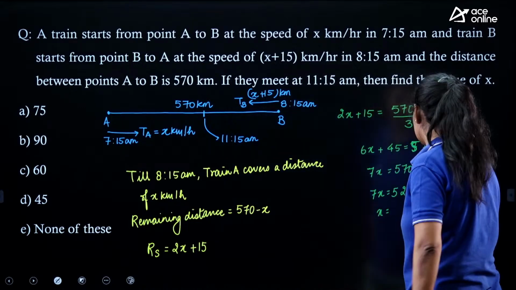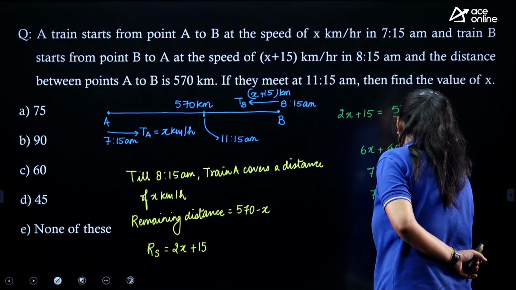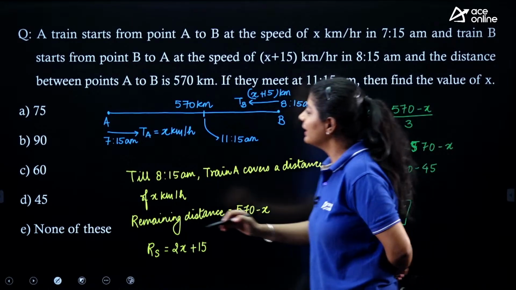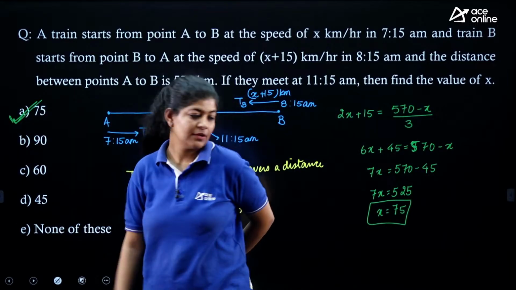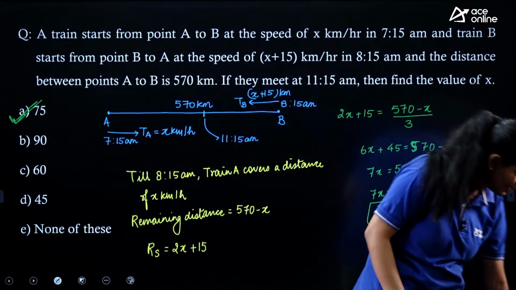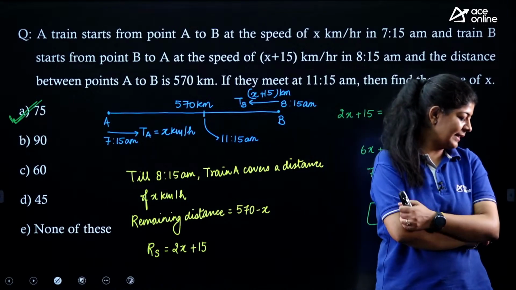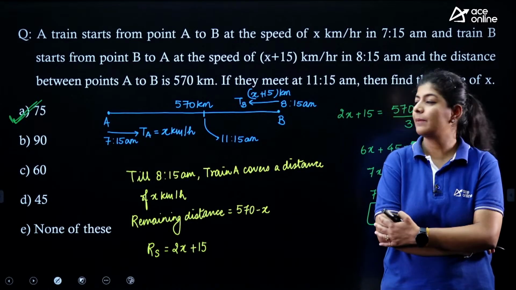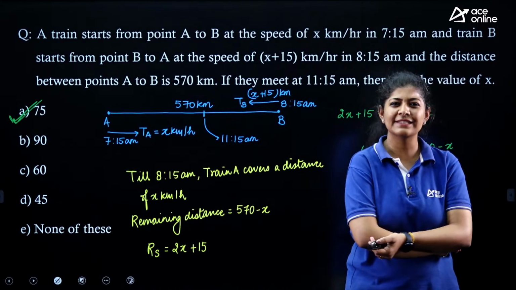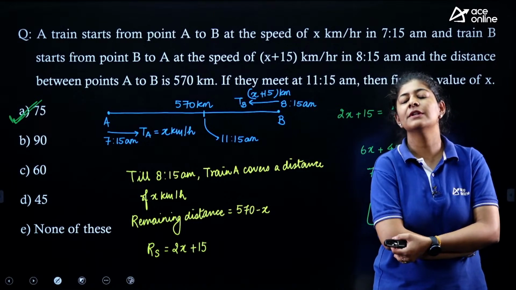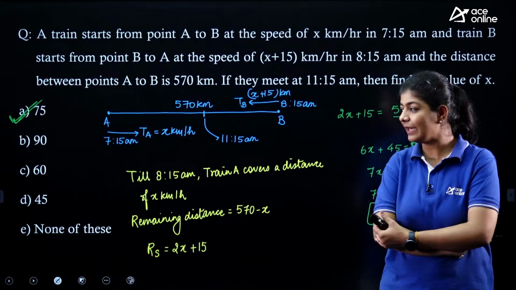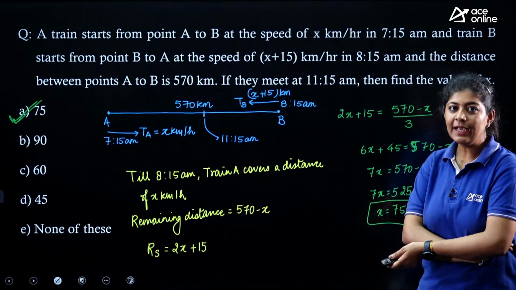What value are we getting? Here we are getting 75. Option number A is the correct one. Very good, Surya. Very good, Deepak. But the correct answer over here is option number A, 75. It's quite easy. All we need to do is simply use the concept of relative speed, and we can easily get the answer.